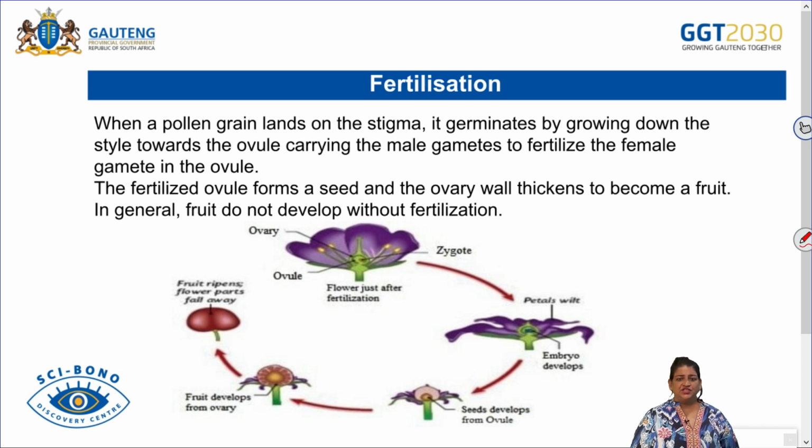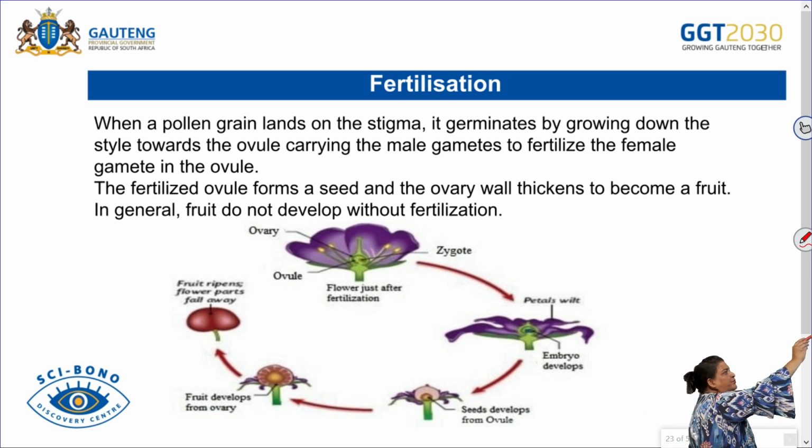So fertilization is the fusion of the nucleus of the male gamete of the pollen with the female gamete of the ovule to form a zygote. And eventually that ovule that is fertilized will become a seed. Seeds are then planted to form new plants, and then the plants produce your fruits and your flowers and your leaves, which are essential for life.